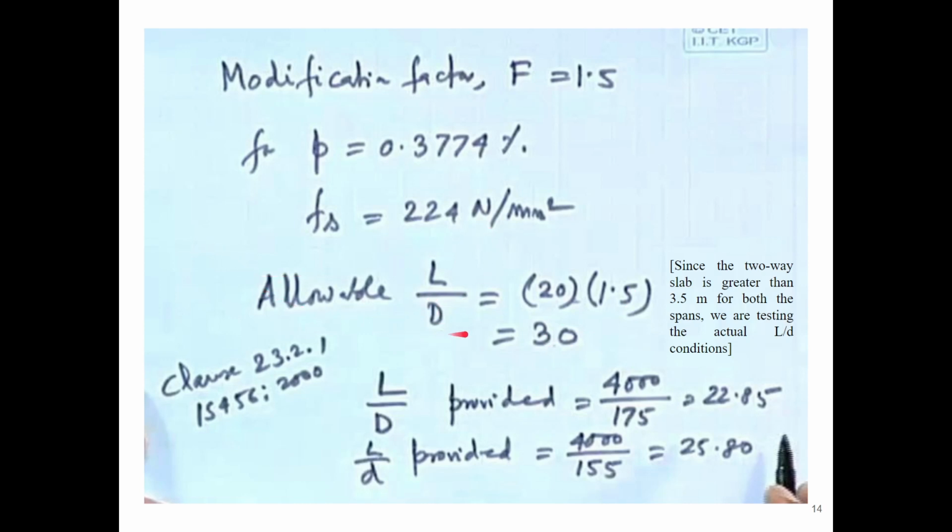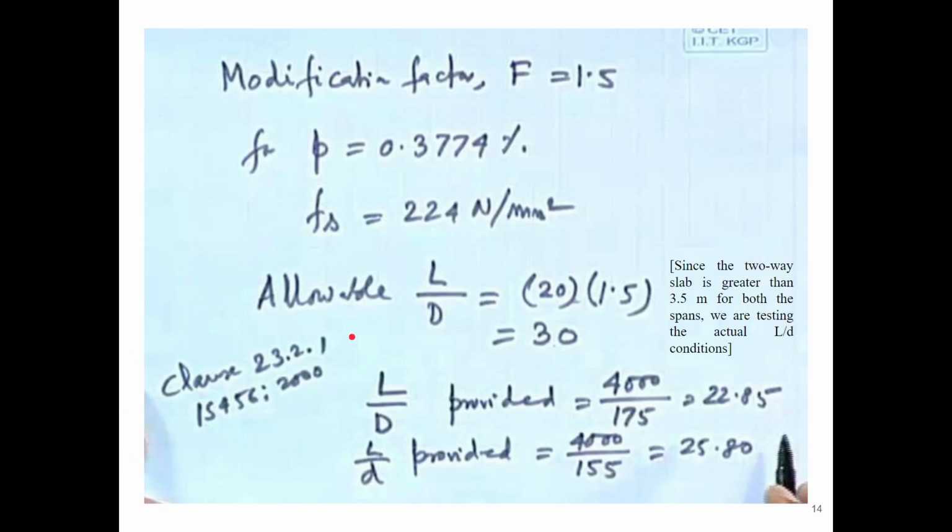So allowable L by D is 20 into 1.5, which is 30, and we have provided L by D, that is 4000 by 175, which is 22.85, or L by effective depth 4000 by 155, which is 25.80. Even if we place 145 also, still it will be less than 30. So our condition is satisfied as per clause 23.2.1. This is basically the main clause.